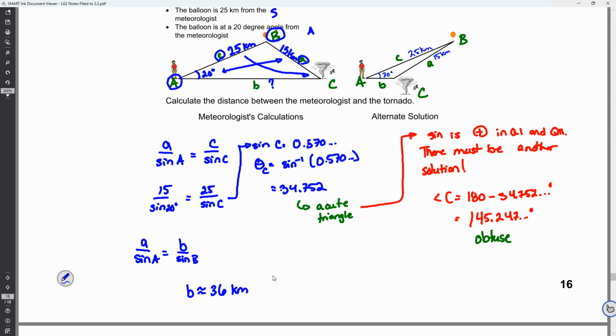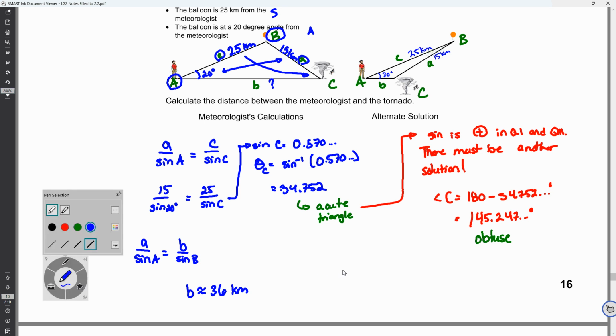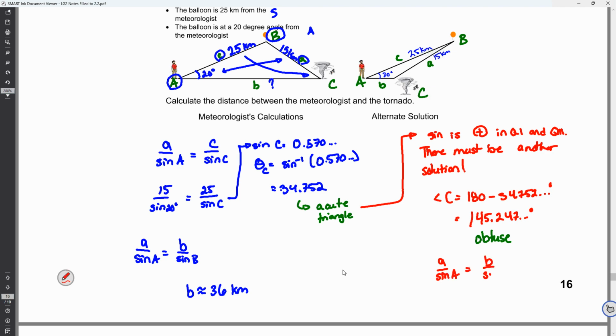Hopefully you got that. So the meteorologist in this case is okay. He's pretty safe, 36 kilometers away. But let's check the alternate solution. If this was the other way, again, you would do the same thing. So you do A over sine A is equal to B over sine B. But in this case, making sure to use our other angle here.